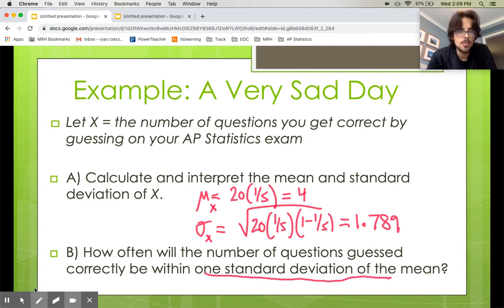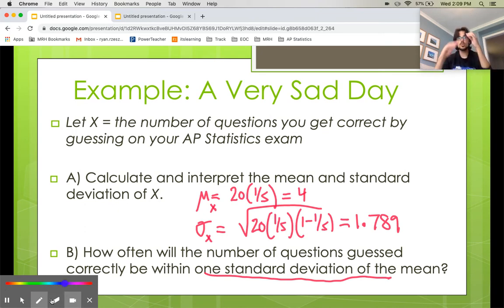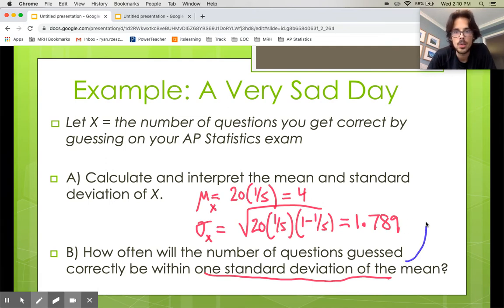Now, this brings up a really bad thing that happens on the AP test sometimes, where people just say, oh, it's normal, it's 68%, that's 1 standard deviation. But you don't know anything about the binomial distribution and the normal distribution yet, so you can't just say 68% and done. What you would need to do, and in the interest of time, I'll tell you how to do it, but I won't actually calculate this right here.